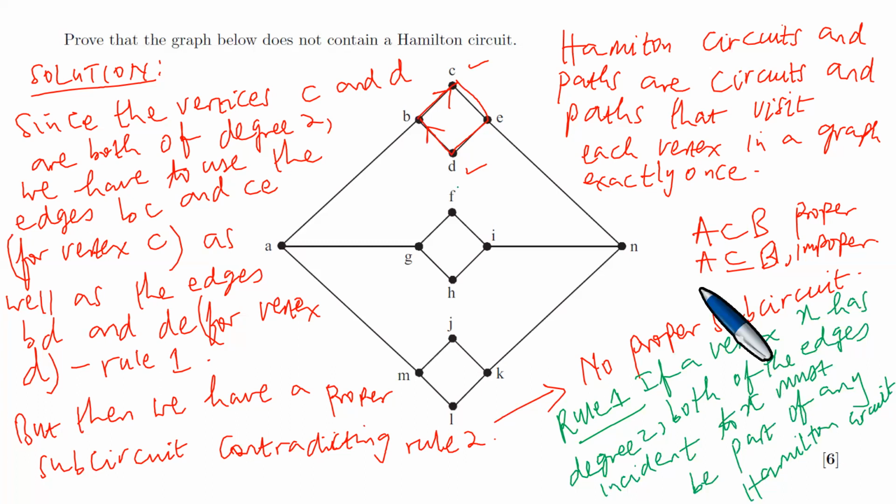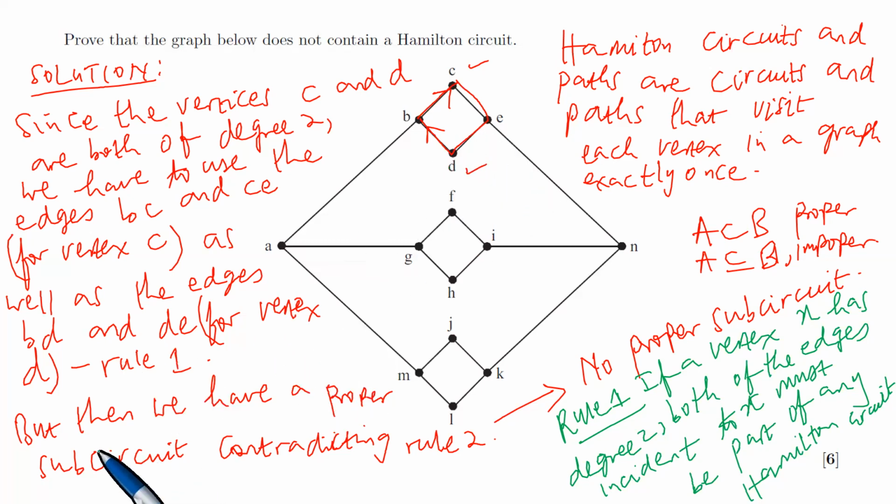So there is this one of degree 2. So both of the edges incident to this must be part of a Hamilton circuit. So since the vertices C and D are both of degree 2, we have to use the edges BC and CE. Now we're saying these edges incident to X must be part of a Hamilton circuit. So we use the edges BC and CE, as well as the edges BD and DE for vertex D.